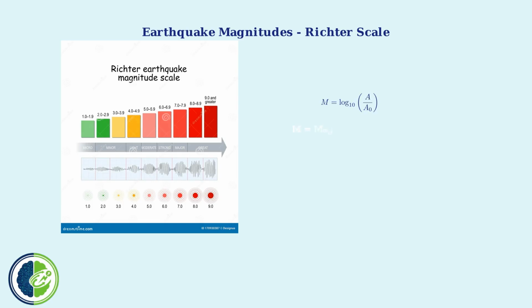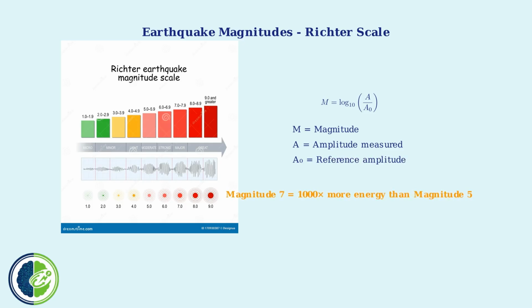The Richter scale uses logarithms because earthquake energies can differ by millions of times. A magnitude 7 earthquake releases about 1,000 times more energy than a magnitude 5 earthquake.